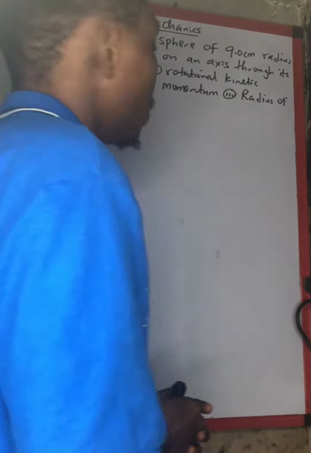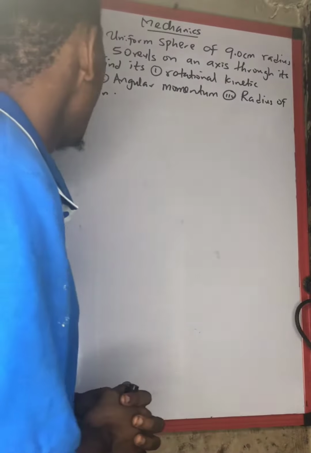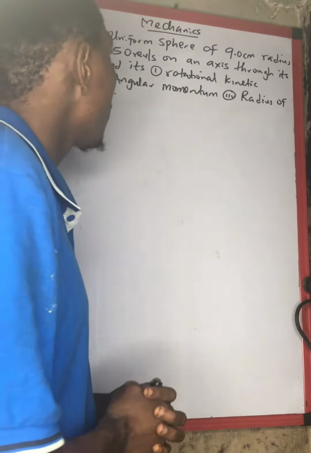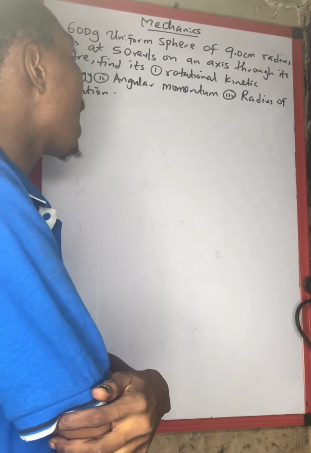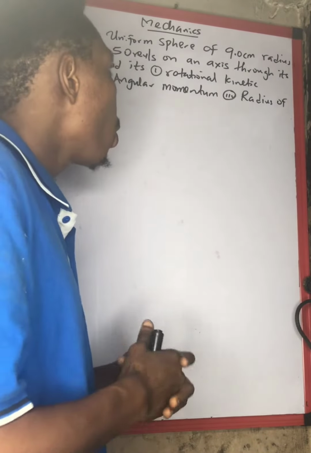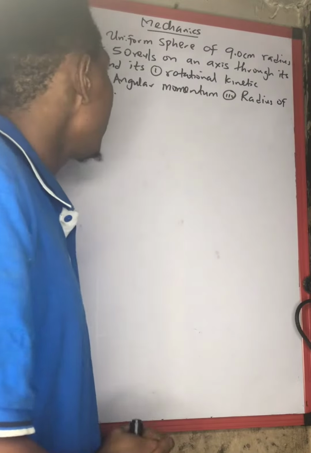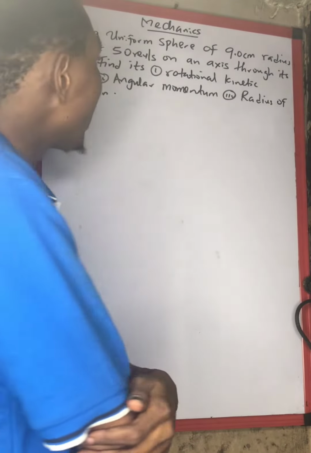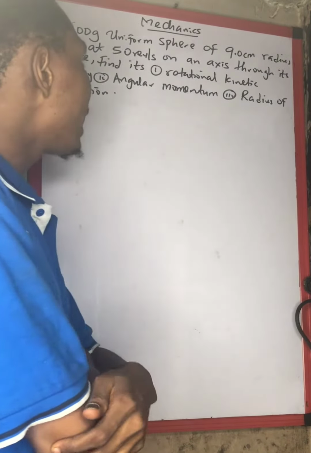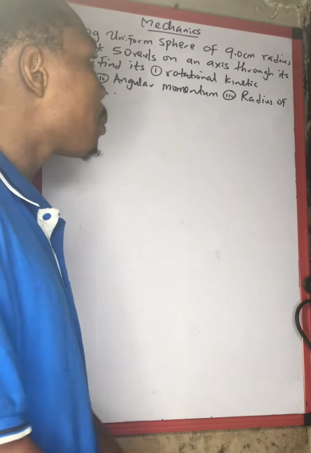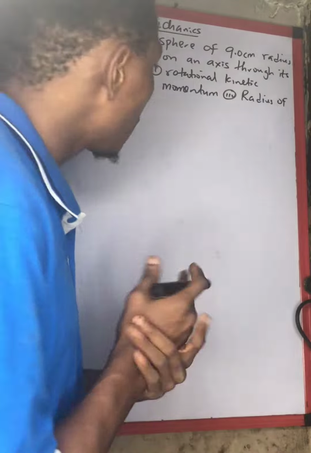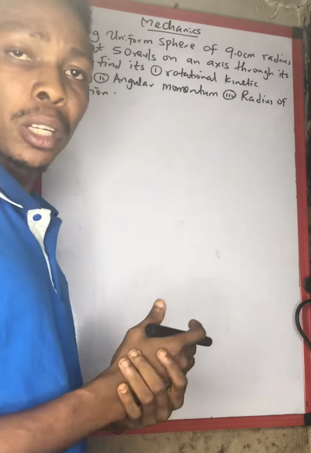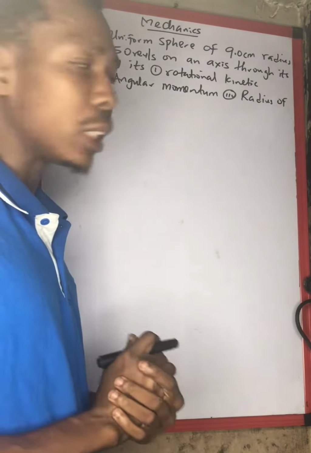Now, we have a question here. We are told that a 600 gram uniform sphere of 9.0 centimeter radius spins at 50 rev per second on an axis through its center. We are asked to find, number one, the rotational kinetic energy, number two, the angular momentum, and number three, the radius of gyration. This question is under rotation of a rigid body.